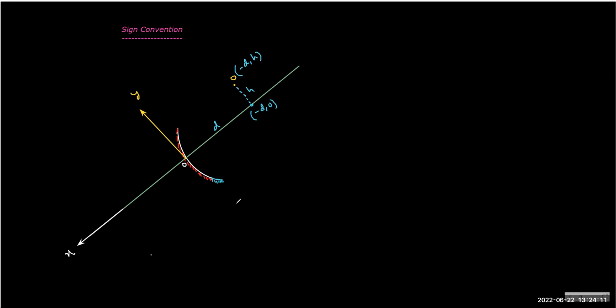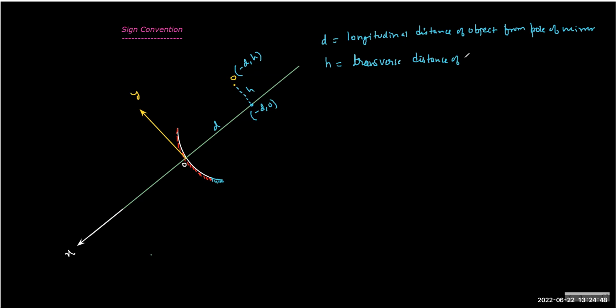Now what is d called? d is called the longitudinal distance of the object from the pole of the mirror. What is h called? Transverse distance of the object from the principal axis. So how far the object is from the principal axis is called the transverse distance, and how far the object is from the pole along the principal axis is called the longitudinal distance.